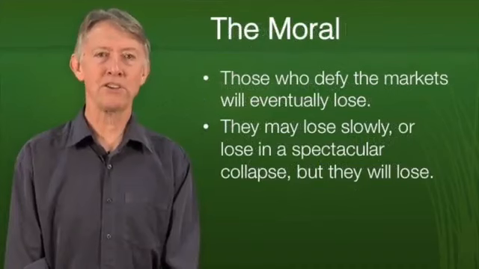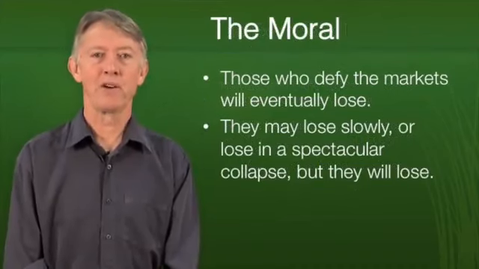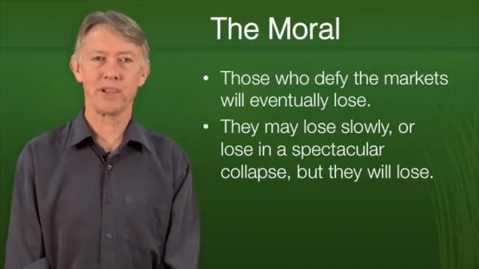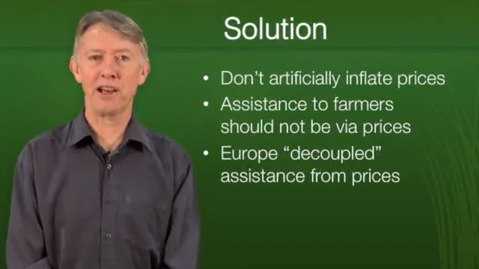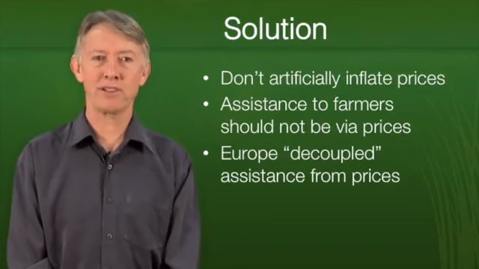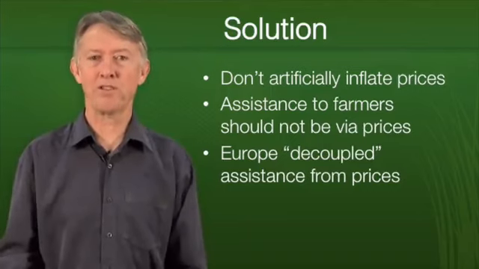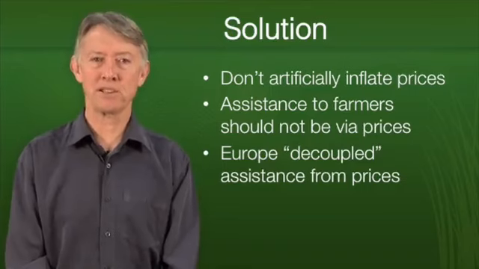So the moral is those who defy the markets will eventually lose. They may lose slowly, or they may lose in a spectacular collapse, but they will lose. The solution is obvious. Governments shouldn't artificially inflate agricultural prices because the problems dramatically outweigh the benefits. If the government wishes to provide support to farmers, that's fine, but there are many other ways to do it. The assistance shouldn't be built into prices.